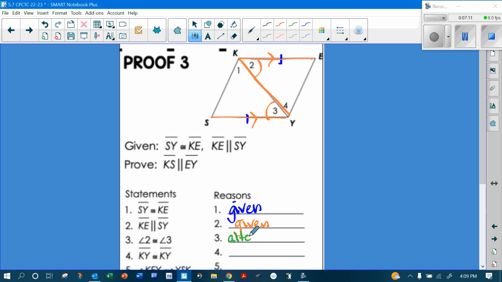So alternate, can't spell, interior angles. I hope that shows up good for y'all. It shows up good on my end.